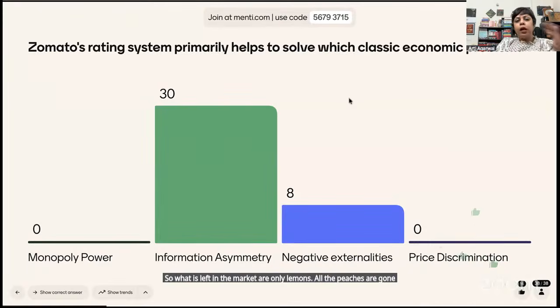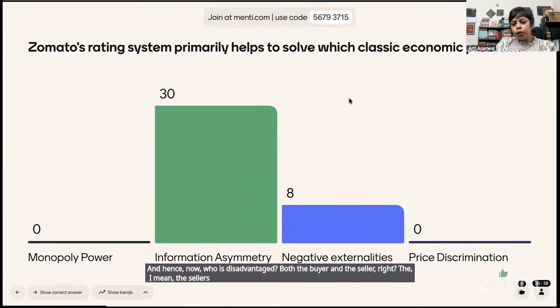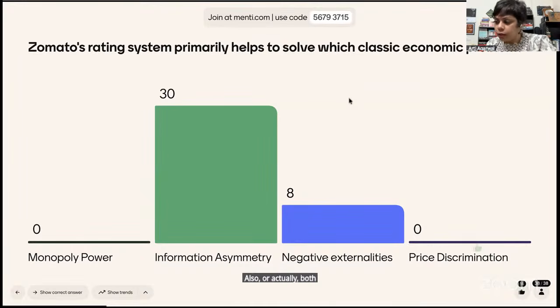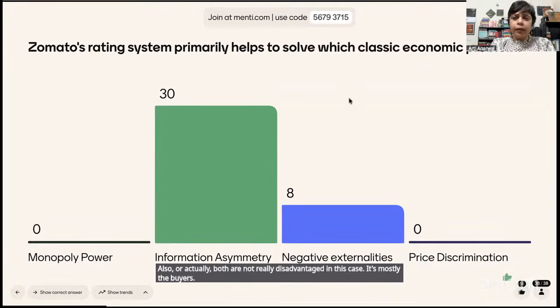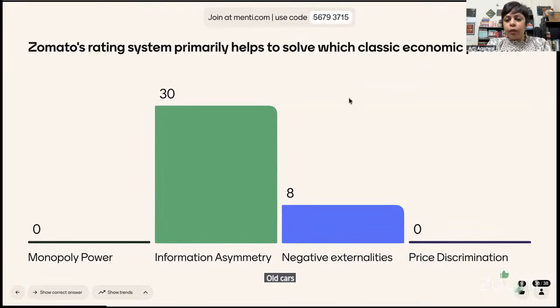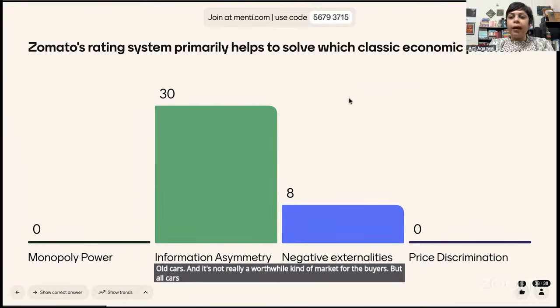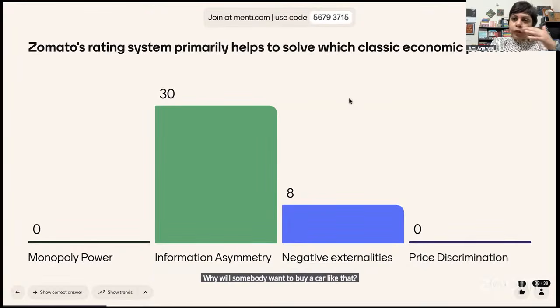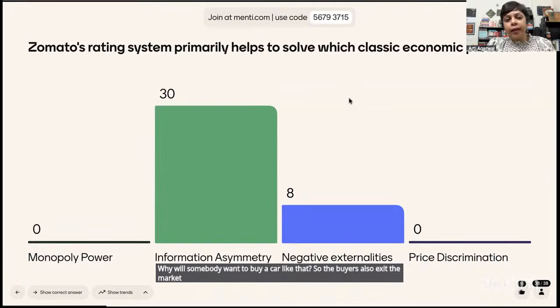And hence, now who is disadvantaged? Both the buyer and the seller, right? Actually, both are not really disadvantaged in this case. It's mostly the buyers. Now the buyers have only a bunch of old cars, and it's not really a worthwhile market for the buyers, where all cars are really, really old and bad. Only lemons are left. Why will somebody want to buy a car like that? So the buyers also exit the market, basically. And hence the whole market itself collapses. That is the classical case of market for lemons.